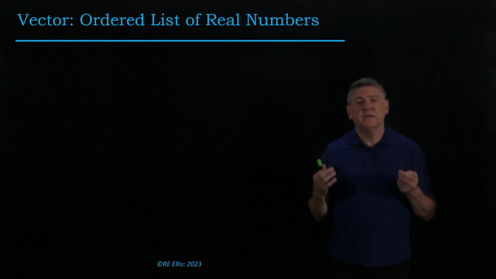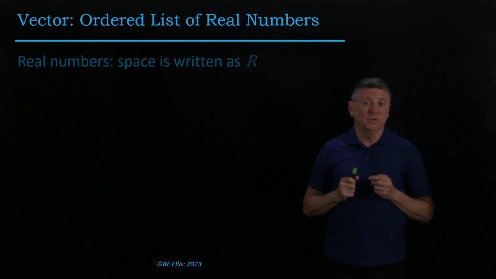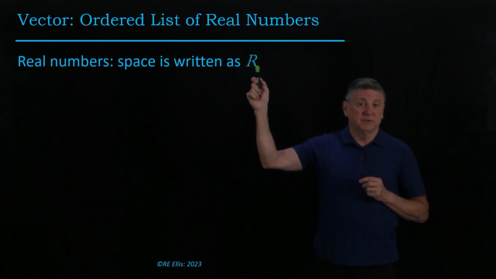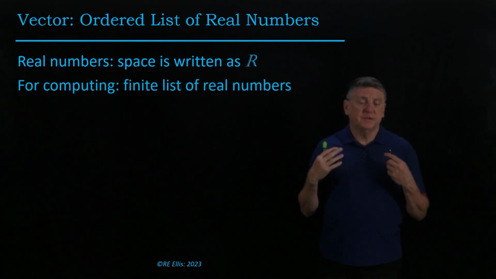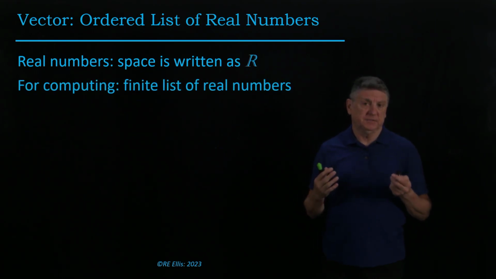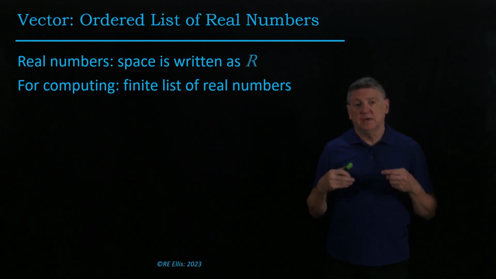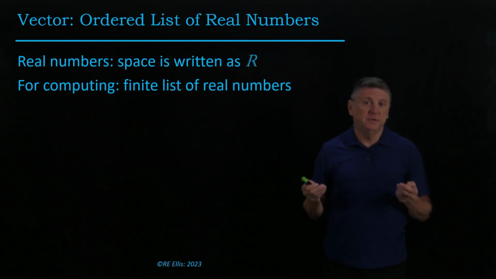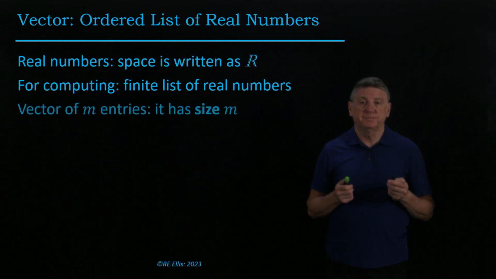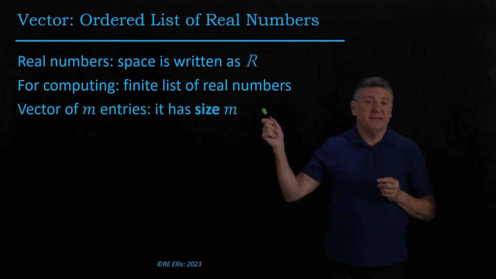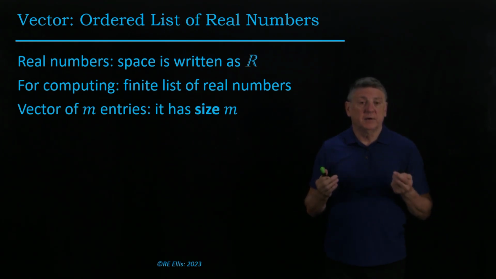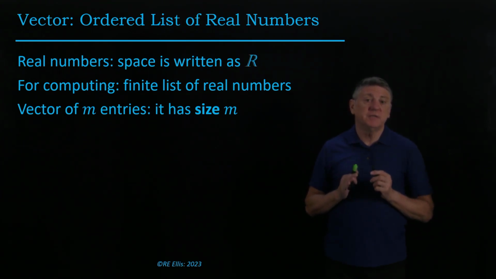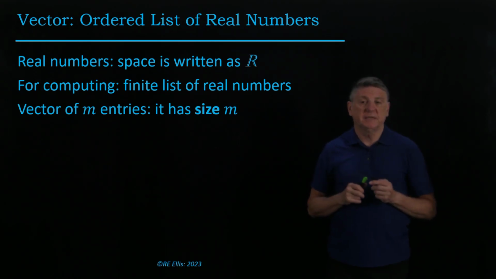So for our computational purposes, a vector is an ordered list of real numbers. The set of real numbers is written as this script R, and so what we have in computing is a finite list of these. Some vectors in mathematics might be over a different field. Here, the field is the real numbers. And we'll say if it has m entries that it has size m. In some areas, we'll use the term dimension, but dimension won't be, in our terminology, used for a vector. It will be used for something else.